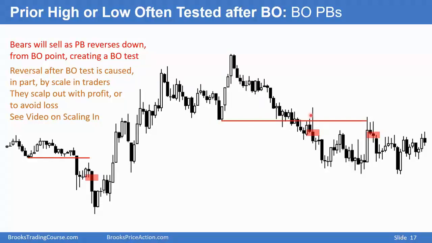The market broke below it, tried to get back above, failed. Traders will sell the reversal down. Tried to get above it again, failed again. A second test of the breakout, a second breakout test. A bear bar, they'll sell below that bear bar and get filled here on the reversal down.